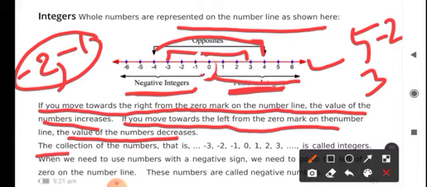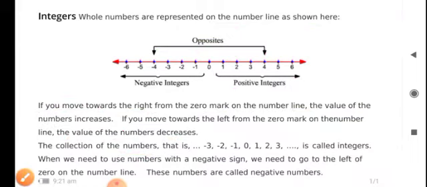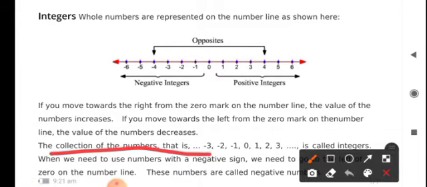Now the collection of the numbers -3, -2, -1, then 0, 1, 2, 3 is called integers. These all numbers, positive, negative and including 0, are called integers. If I ask for the definition of an integer, the collection of numbers, for which you can give some examples, is called integers.